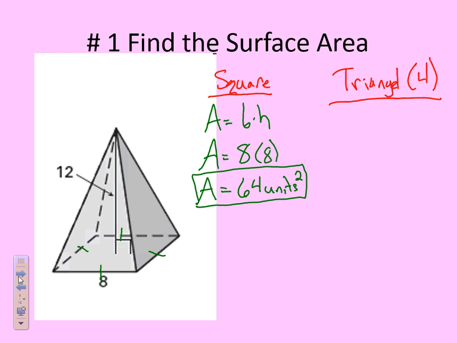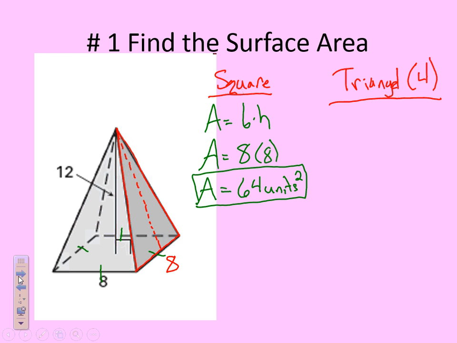The next one we have to worry about, ladies and gentlemen, is a triangle. Now we only need to know one of the triangles and then we can multiply it by 4. Now, in order to find the area of a triangle, we need to know the base and the height. So here's my triangle on the side. I know my base is 8. What I don't know, though, ladies and gentlemen, is my height. This is my height. My slant height is the height of my triangle. So I need to know what my slant height is.